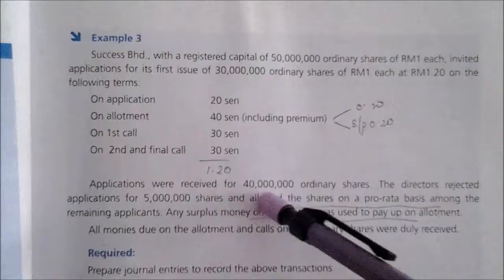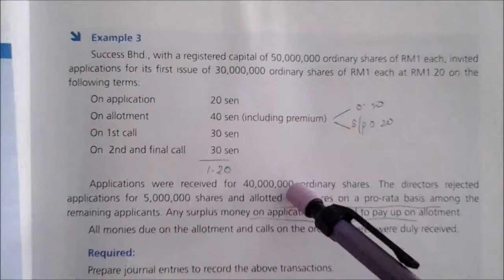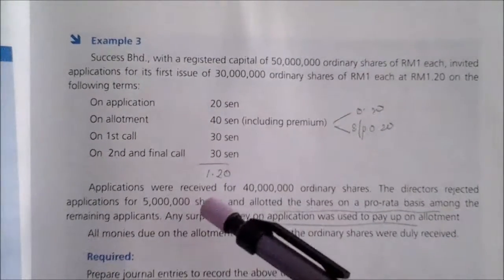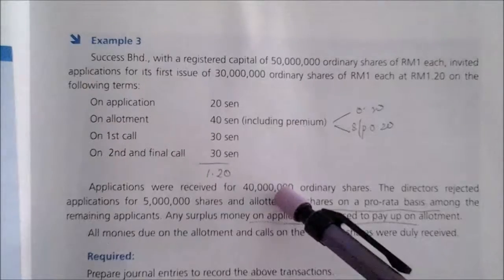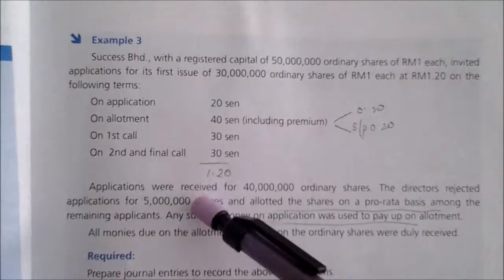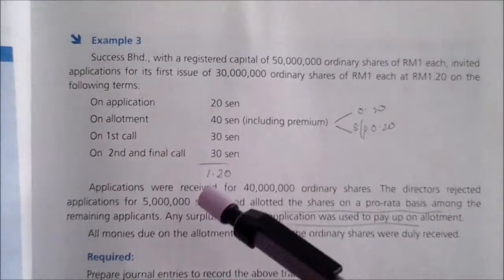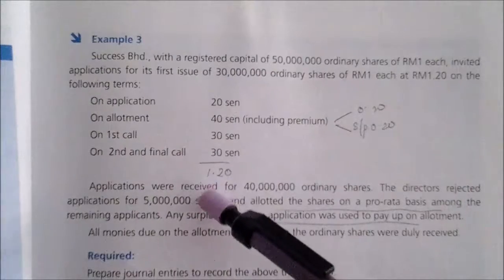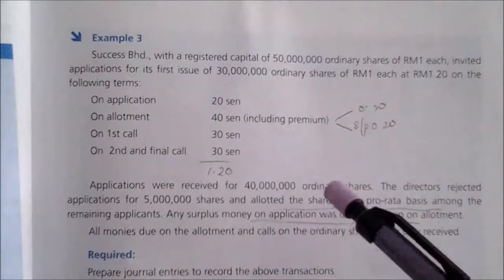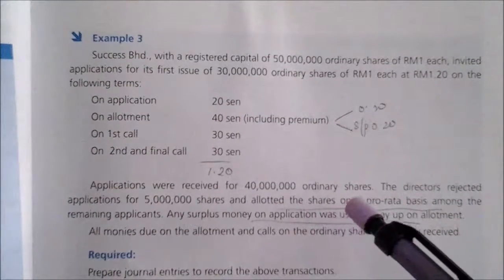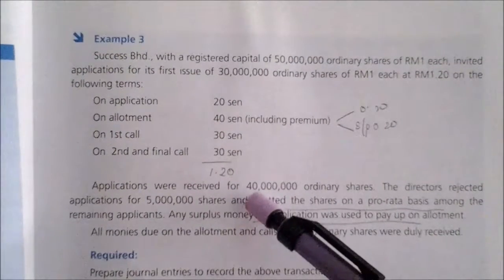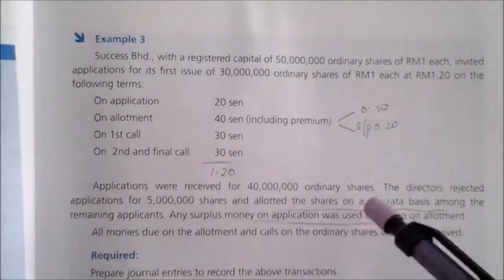Now, on the applications received, there will be oversubscription. Instead of 30 million, they now have 40 million ordinary shares applied for. The directors have agreed to reject 5 million. That means they will refund 5 million times 20 cents, which is 1 million RM. That amount will be refunded to the unsuccessful applicants. Then the successful ones will go through the allotment procedure. So 40 minus 5, we still have 35 million ordinary shares.